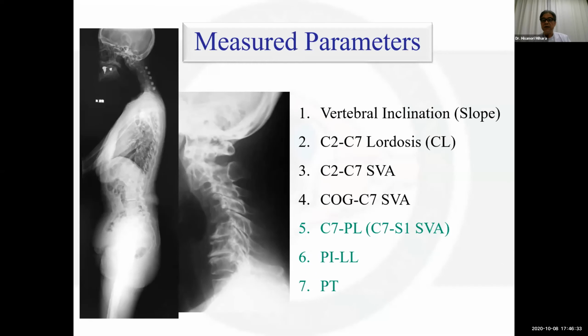Let's confirm key parameters in his paper, such as vertebral slope, C2-C7 SVA, C2-C7 lordosis, COG-C7 SVA, C7 plumb line, which means C7-S1 SVA, PI minus LL, and PT. We need to remember these parameters for discussing cervical or spinal deformity.